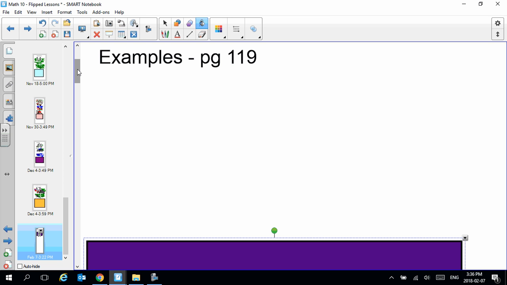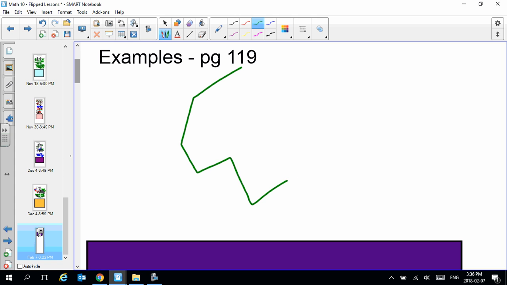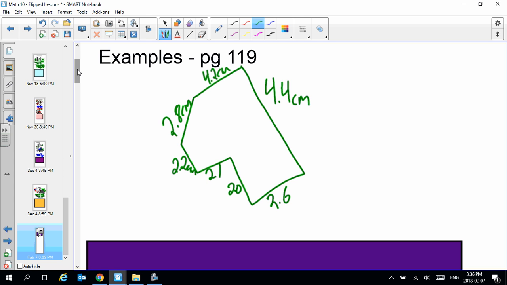If you've opened to page 119, they have an example of a shape on there. I'm going to try and recreate it, probably not very well. Go here, down, up, and then up like that. That's a terrible recreation of the shape in the textbook. But they've got some measurements for this: 2.8, 2, 2.1, 2.0, 2.6 and 4.4 centimeters. What they want you to do is add up the perimeter of this particular shape.